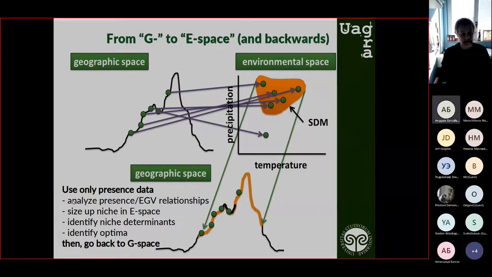Start in the geographical space and analyze the relationship between any eco-geographical variable and the presence points. Why? To obtain the best EGV set, to exclude from the following steps of the analysis any eco-geographical variable that is not meaningful. Go to step two in the environmental space and size up the niche, that is, ask your computer to draw this orange polygon, measure the niche, identify, in one word, the determinants, the axes of the multivariate space defining the niche, and then go back to the G space and use those optima you found.